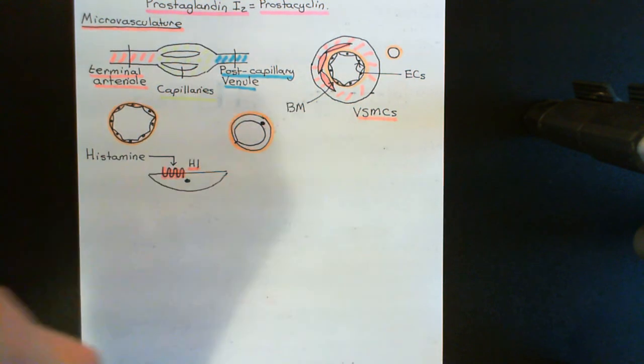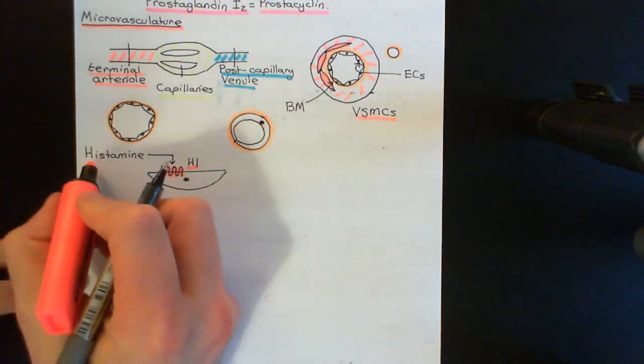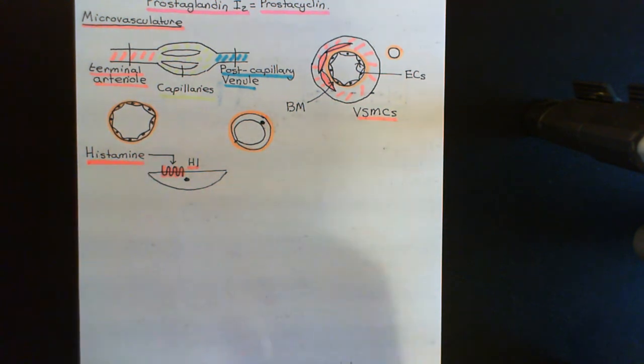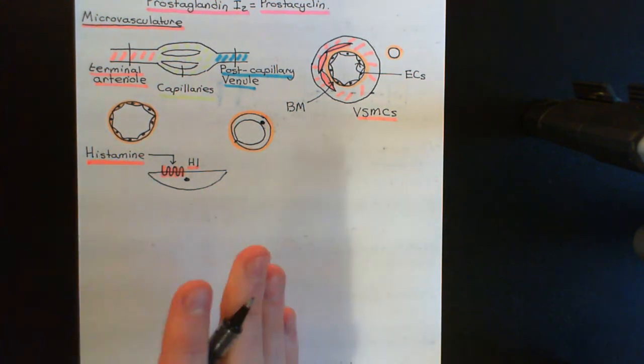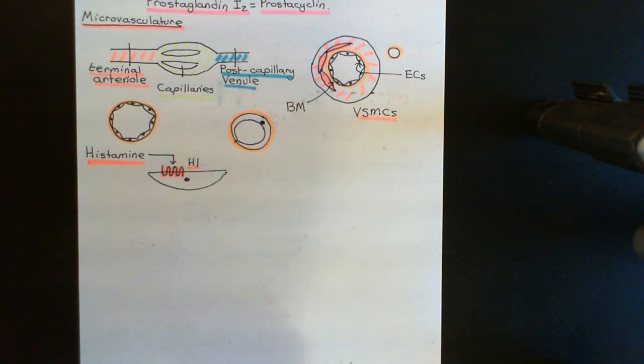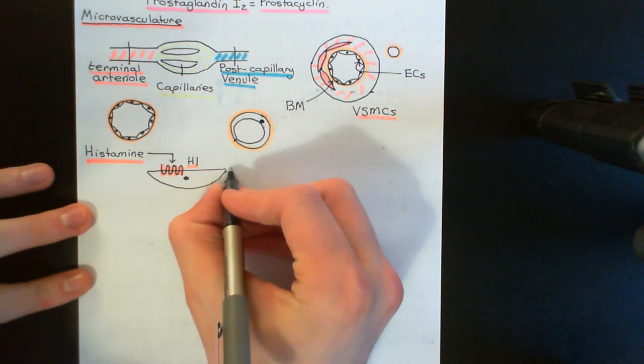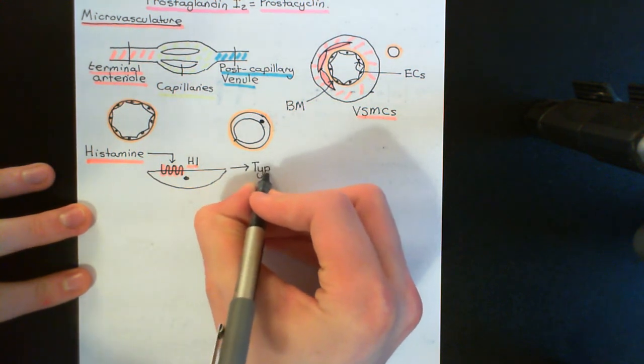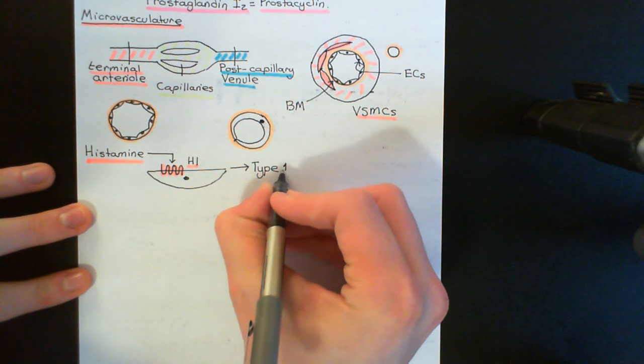So here, the histamine is going to activate these, and this will activate an intracellular signaling cascade, the details of which I'm not going to go into, but it is Gq coupled if you do want to follow up on that. So it's going to activate intracellular signaling cascades, and this is going to lead to a process that is known as type 1 activation of endothelial cells. So histamine causes a type of activation of endothelial cells that is called type 1 activation.